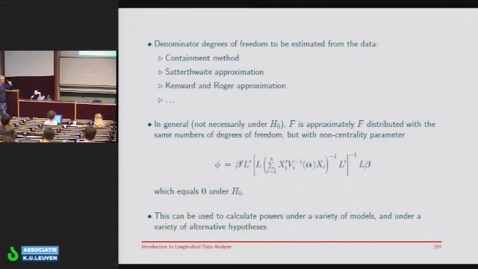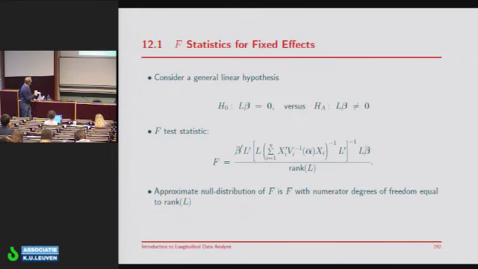Now, if you want to do power analysis, you need to calculate the probability of rejecting your null hypothesis under the alternative hypothesis. That's by definition the power of your test. So it means that you need, for your test statistic, the distribution under the alternative. And that's not going to be that F distribution that we have just discussed here, because that's the null distribution.